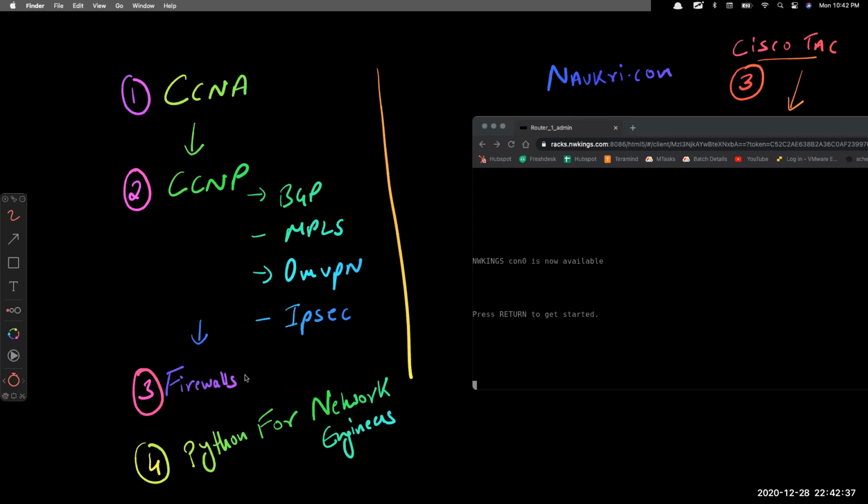Which firewalls to learn? There are many firewalls, like Palo Alto. Palo Alto is very important nowadays because every company is using Palo Alto. I'm just giving an example: I used to work with Apple and they had Palo Alto firewalls. They had Juniper SRX firewalls also, but they have replaced Juniper with Palo Alto now.